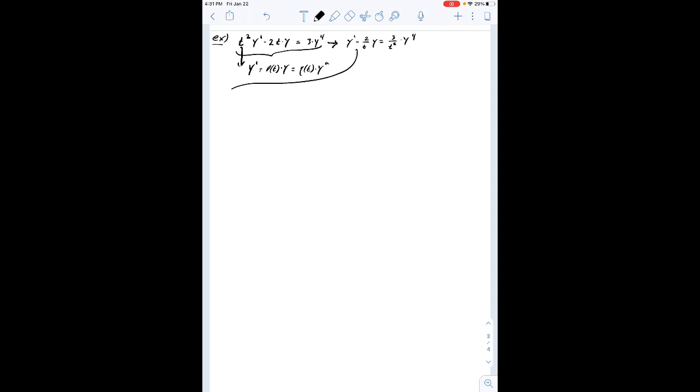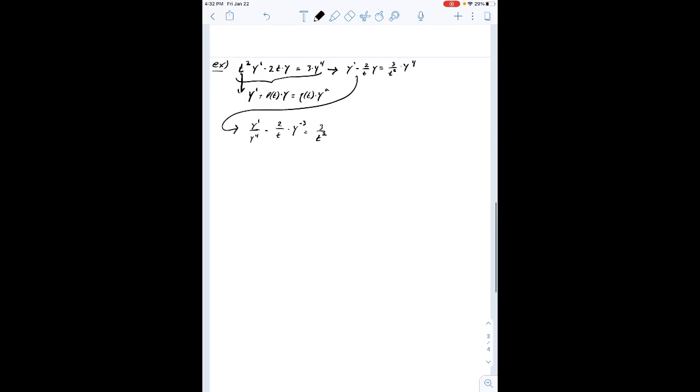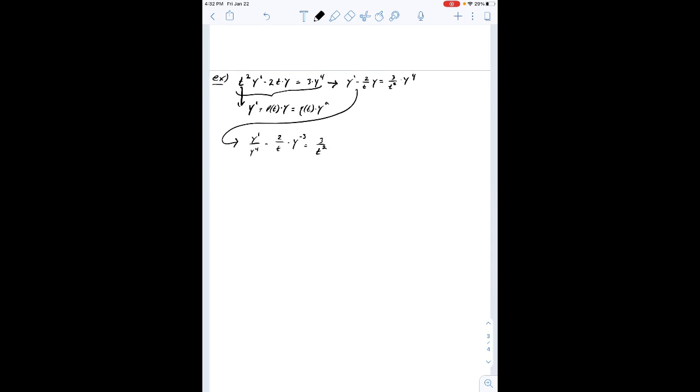Okay, so now from this one, we can divide by y to the 4th. So we get y prime over y to the 4th minus 2 over t times, let's see, y to the negative 4 plus 1, y to the negative 3, is going to be equal to 3 over t squared. Okay, cool. So now this is in the form that we actually wanted, and now we have this.